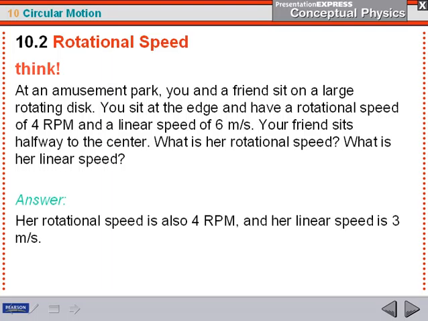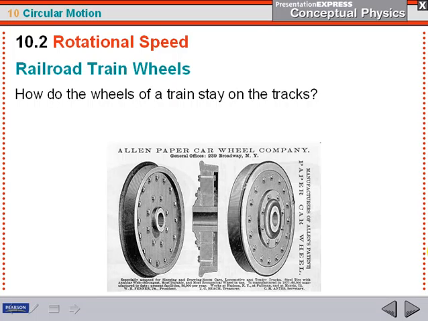Well, your rotational speed is going to be the same. It's also going to be 4 RPM. But her linear speed is 3 meters per second, which is half your linear speed, because she is halfway to the center. So her radius is half that. If her radius is half, then her linear speed is going to be half of your linear speed.